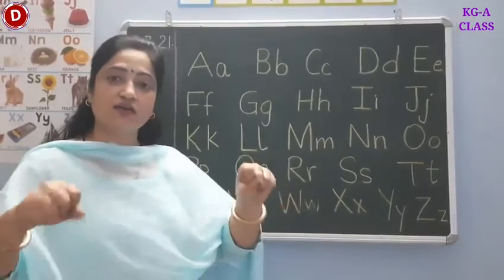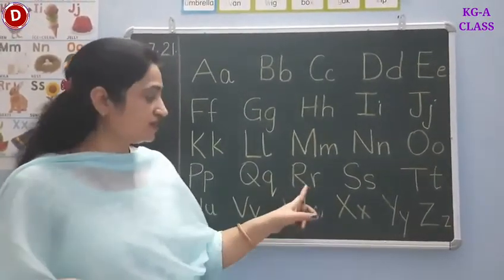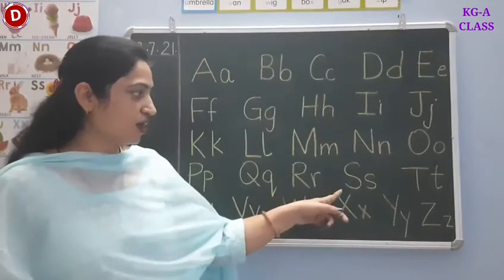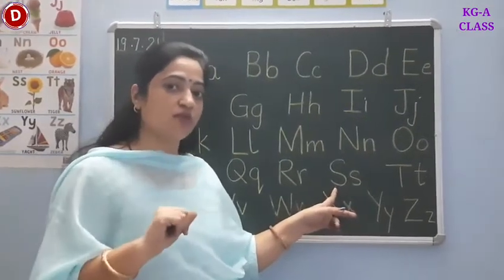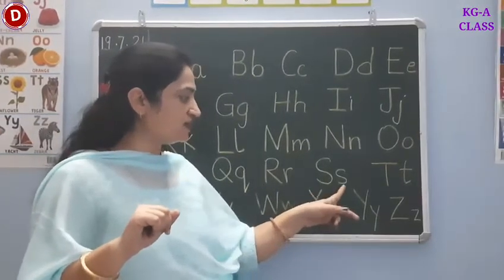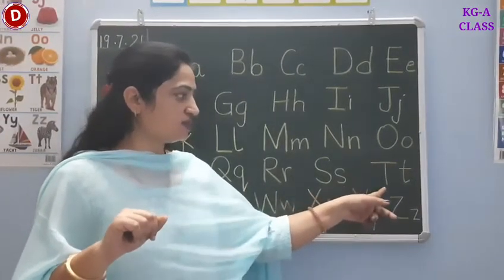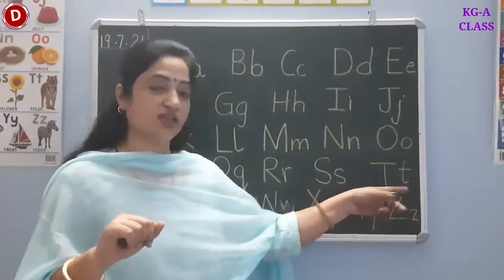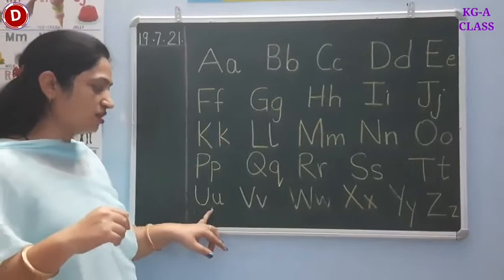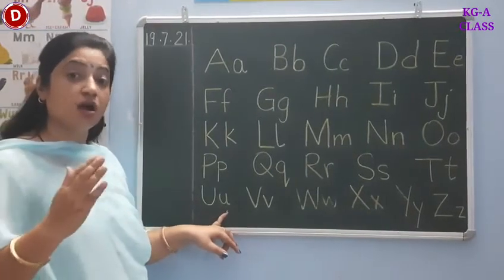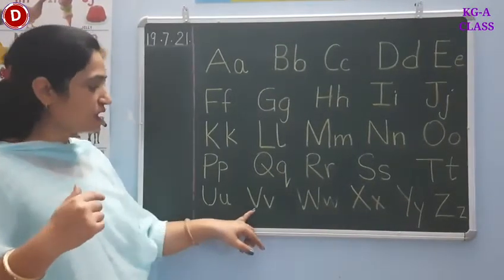R says rrr, rrr. This is capital R and this is small r. Now comes S. S says S. The sound of S is S. This is capital S, small s. This is T. Capital T, small t. T says T. This is capital U, small u.